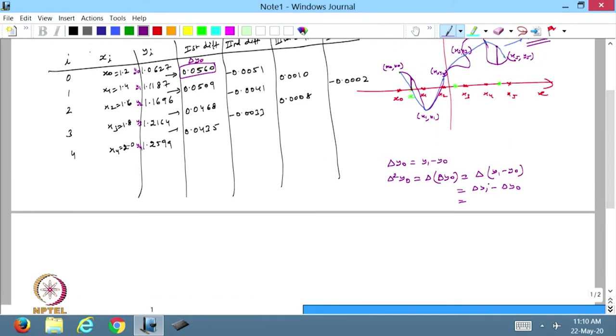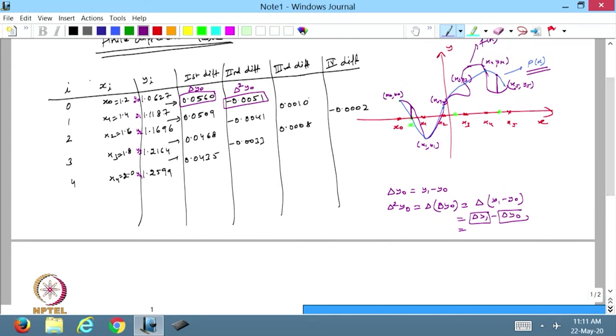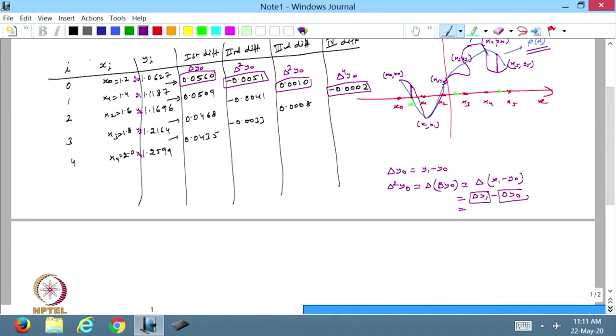So from here I can say that I have taken this value minus this value, and what is this? This value minus this value. So from here you can see that this is the second order finite difference, the forward finite difference operator. And in a similar way, this value is del cube y naught, and this is del 4 y naught. So the values on the top give me the first forward difference, second forward difference, third forward difference, and the fourth forward difference. Now what about these values? So this is my y 4.